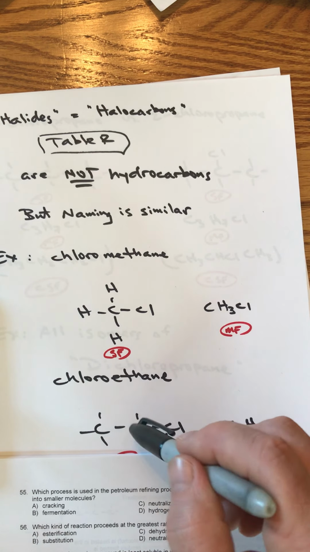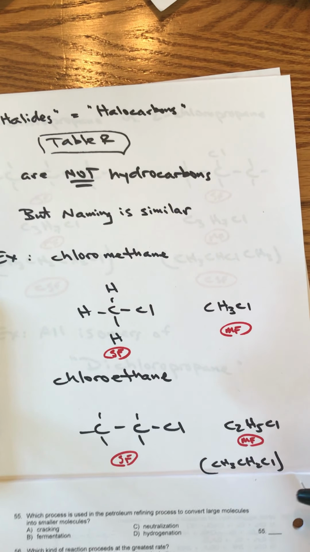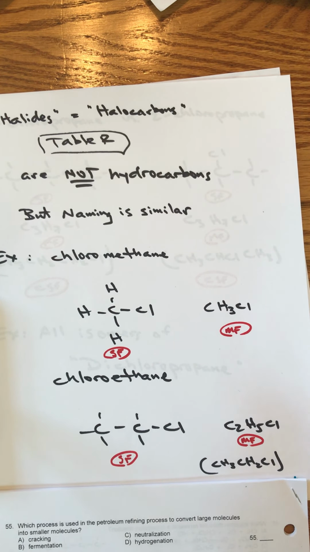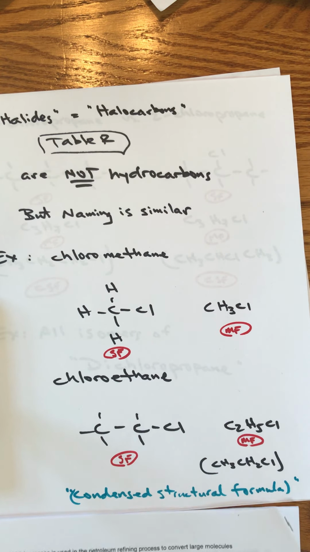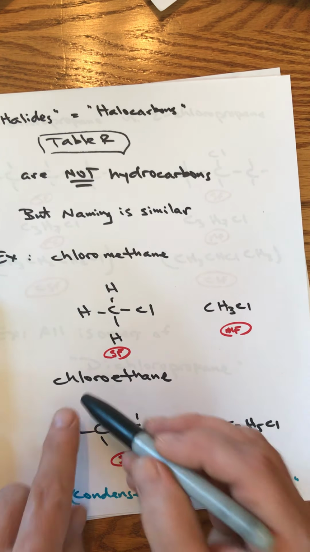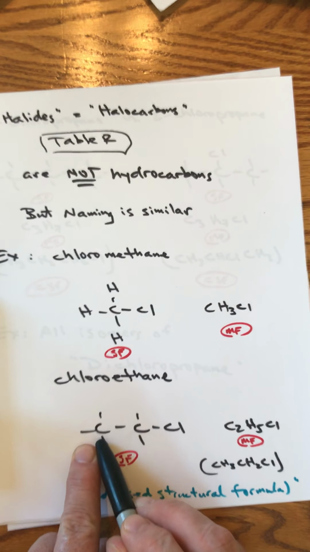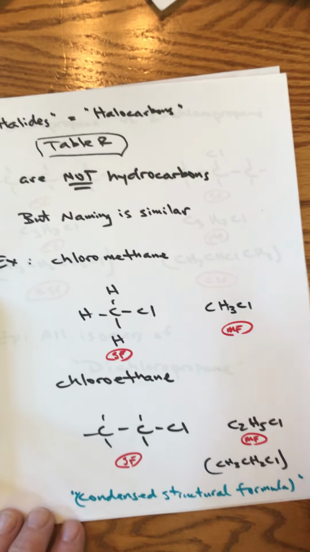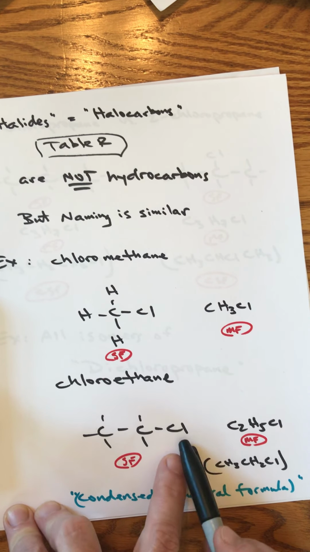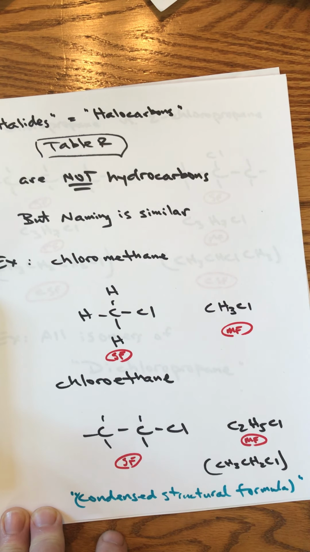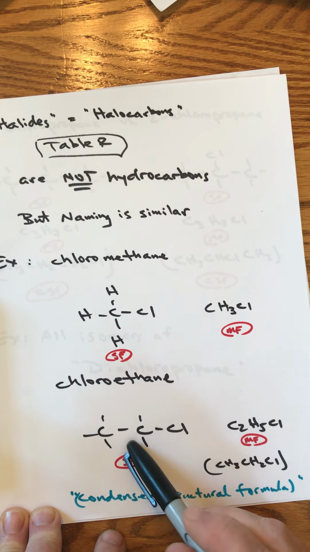C2H5Cl. Chloroethane, it's on the first carbon here, or it's on the first carbon here. I don't need a number. I could condense it and say CH3, CH2Cl. That would match my molecular formula and my structural formula.